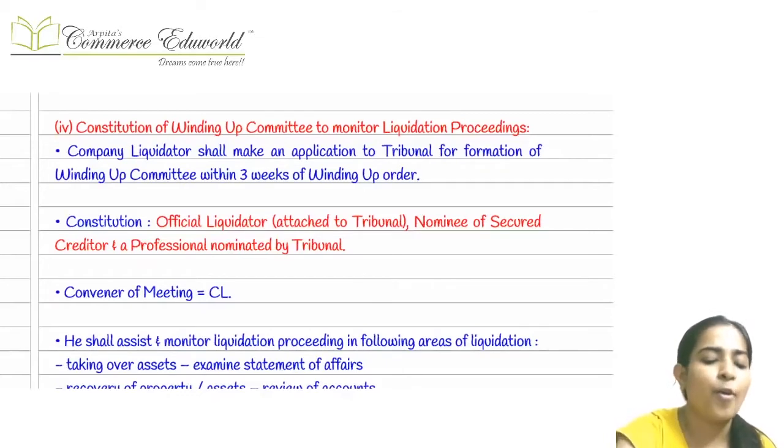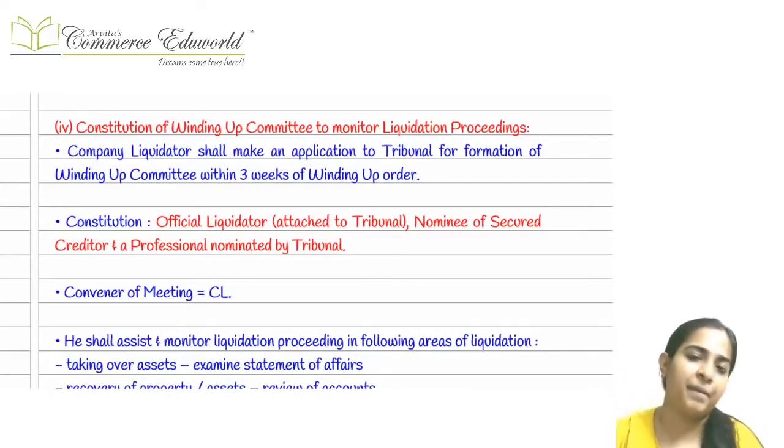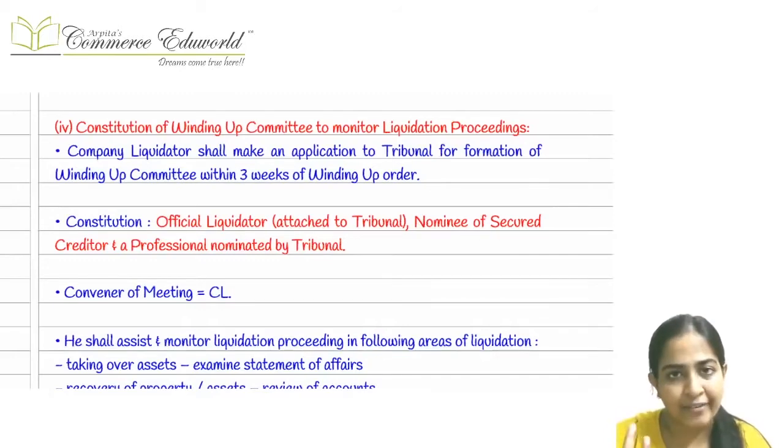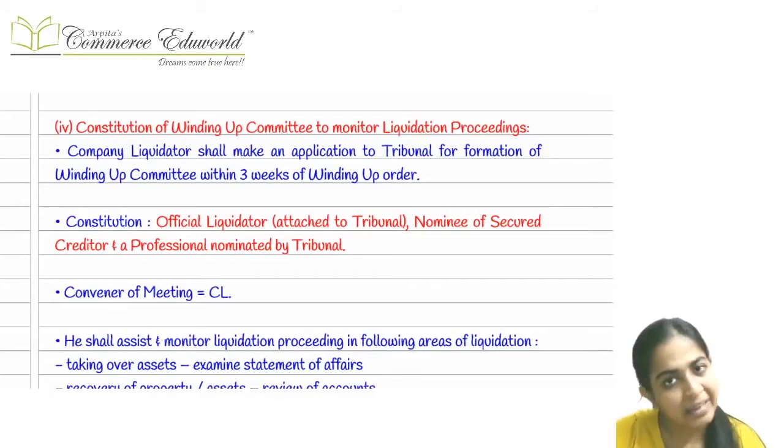after that we are going to appoint a committee, or we are going to form a committee. We are going to form a committee called the winding up committee, which contains 3 people. Okay, first one is the official liquidator, second one is the nominee of the secured creditor, and third one is the professional person. And these 3 people will be sitting in the winding up committee. The committee meetings, etc. will be convened by the company liquidator only.